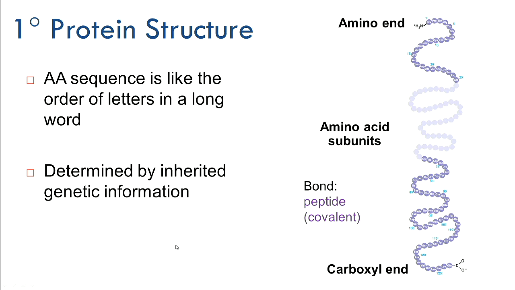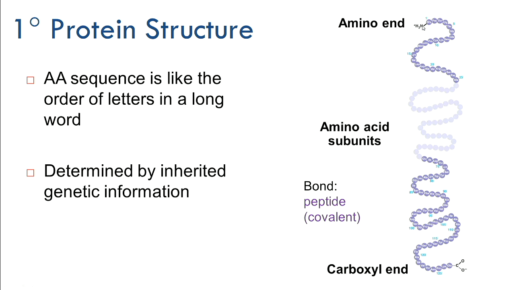Primary structure is just the sequence. Okay, so what amino acids in which order? We said that's just like the letters in a word. This is determined by your DNA. Your DNA codes for which amino acids to put in which order to make the protein.